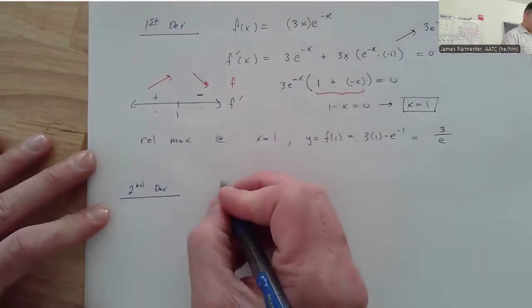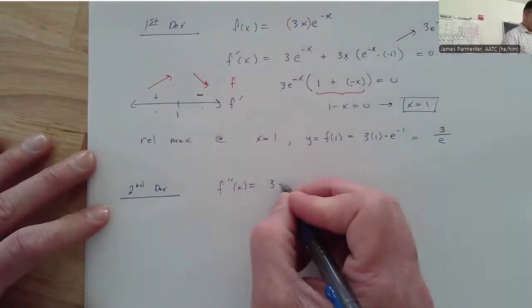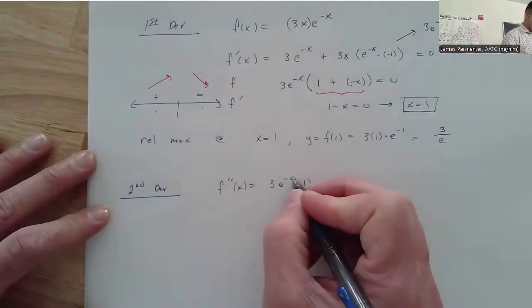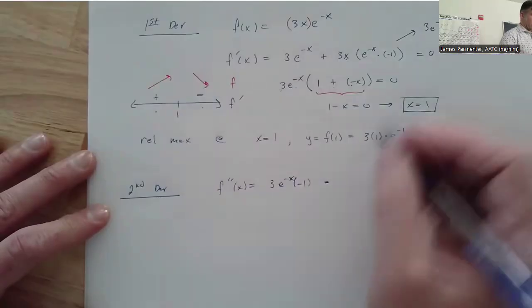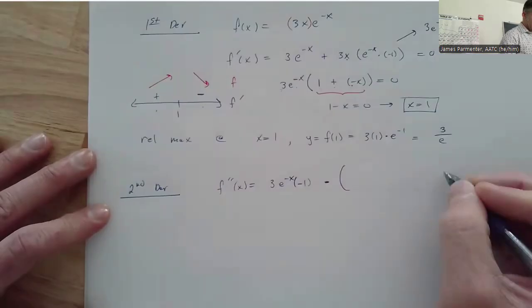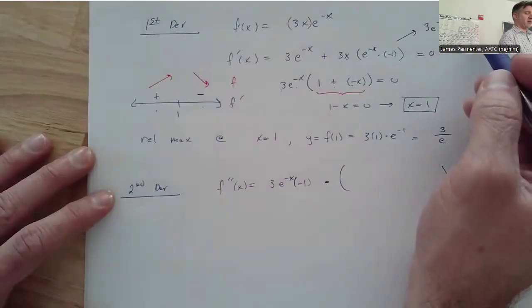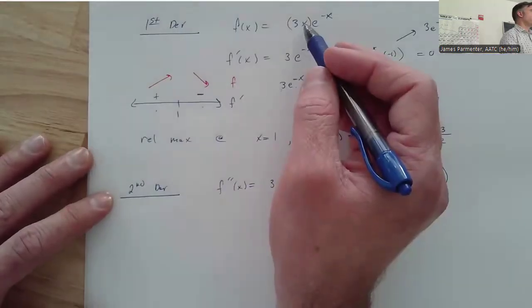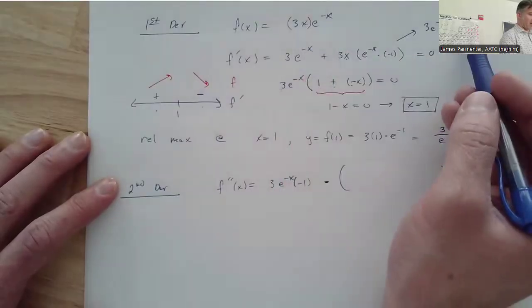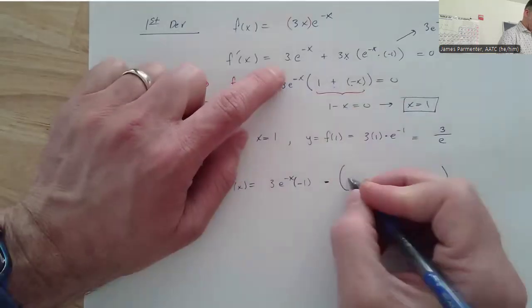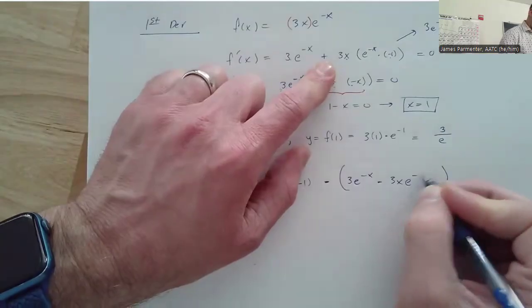So my f double prime of x is going to be the derivative of 3e to the negative x, which is 3e to the negative x times negative 1. And then here I have a minus, and I'm going to take the derivative of 3x e to the negative x. Oh, here's why I like doing it this way. Minus the product rule for the derivative of 3x e to the negative x, which I just did in the previous problem. So don't do more work than you have to. Use the work you've already done. The derivative of 3x e to the negative x is exactly 3e to the negative x minus 3x e to the negative x.